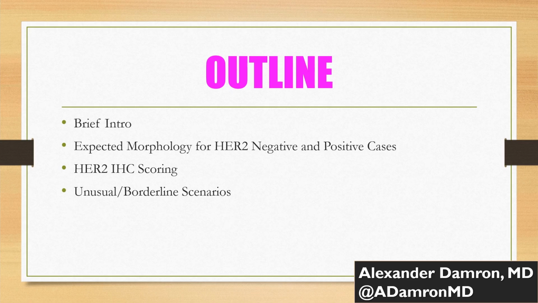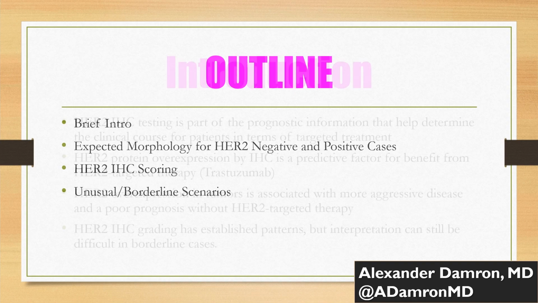And then we're going to go over the current American Society of Clinical Oncology guidelines for HER2 IHC scoring, and we'll go over and display some of the cases that fit those exact criteria. And then after that, we're going to spend the bulk of the time talking about some unusual scenarios, some borderline scenarios, things that are going to give you trouble, to hopefully give you some guidance as to how to approach these cases, what I do when I approach these cases, and what I'm trying to relay to the clinicians.